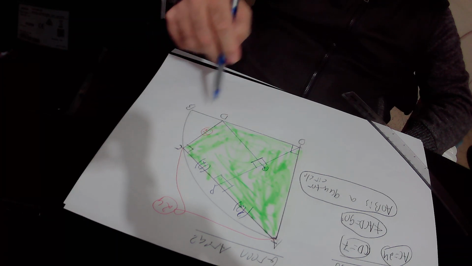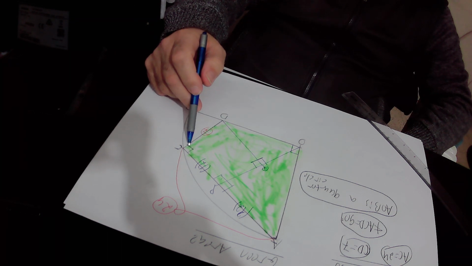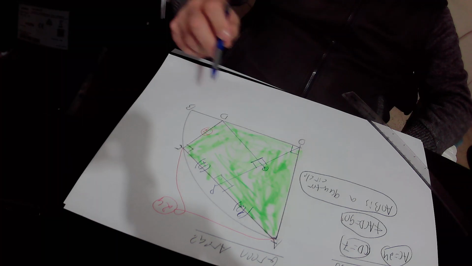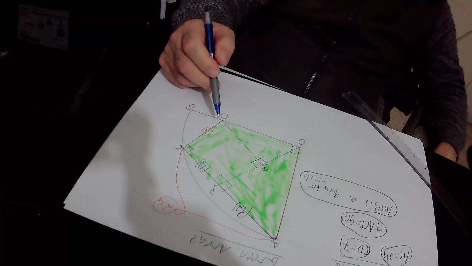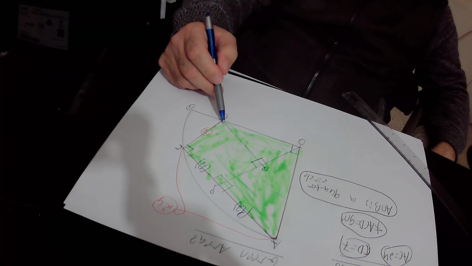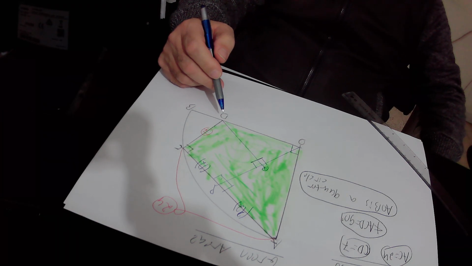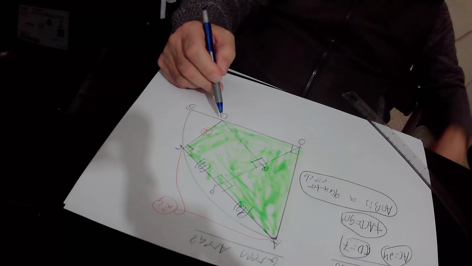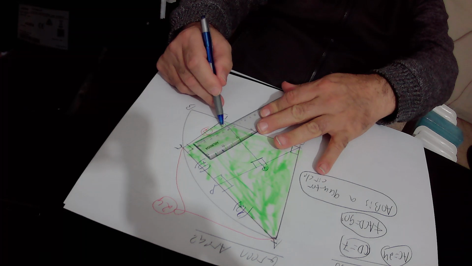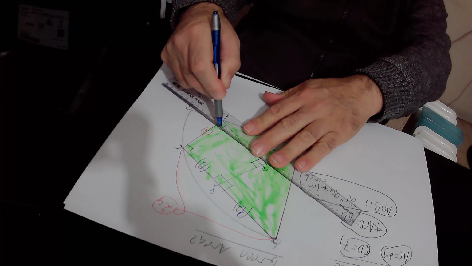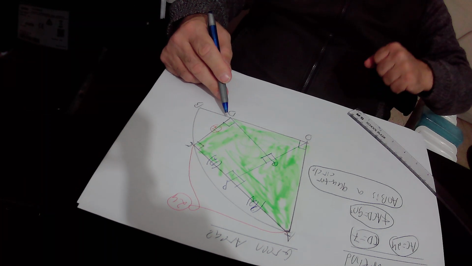In this quadrilateral PCDQ, we have 1, 2, 3 right angles. This angle equals 90 degrees according to what is given in the question. The sum of 3 right angles is 90 times 3, which is 270 degrees, plus this fourth angle. In total, they must equal 360 degrees according to the rule that the sum of the angles in any quadrilateral is equal to 360 degrees. Therefore, this missing angle must be equal to 90 degrees.